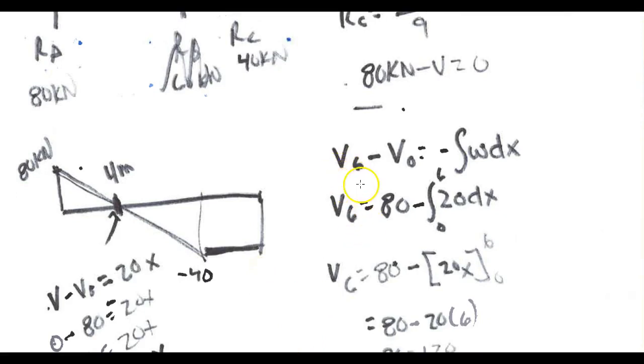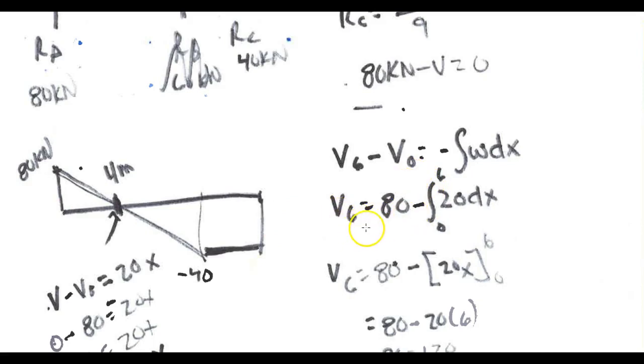So the shear at 6 feet minus the shear at 0 feet is equal to the negative of the integral w dx. W is 20, so I put that in here. I know that my V sub 0 value is 80 because I know that my reaction at A is 80. So I know that immediately, just a smidgen beyond to the right of the support at A, this shear will be equal to 80 kilonewtons.